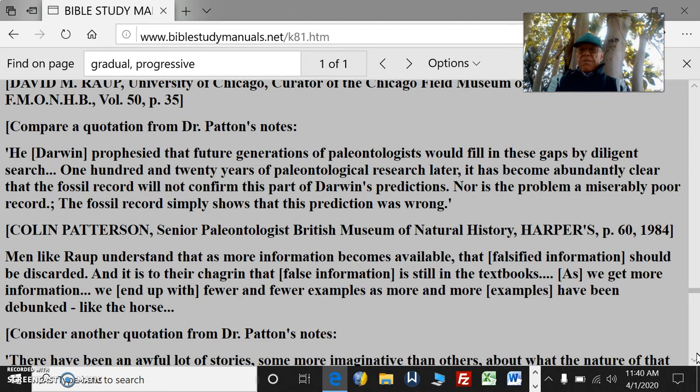Colin Patterson, Senior Paleontologist, British Museum of Natural History. Men like Raup understand that as more information becomes available, that falsified information should be discarded. And it is to their chagrin that false information is still in the textbooks. As we get more information, we end up with fewer and fewer examples, as more and more examples have been debunked, like the horse.